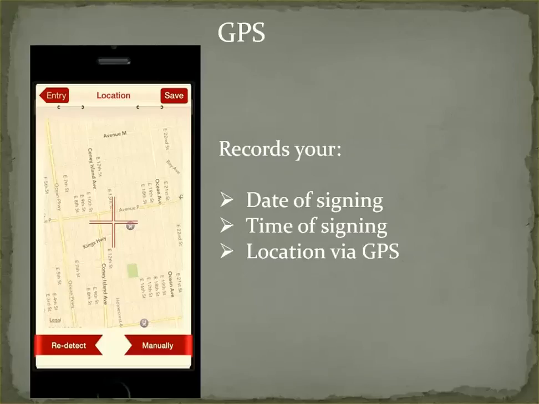Now, this is one of those things that this journal has that I've never heard of before, and it kind of blew me away. There's something that you can just click, which is a GPS, and when you do that, it automatically will record the date of the signing, the time of the signing, and your location, because it tracks where you are, and that is all recorded.